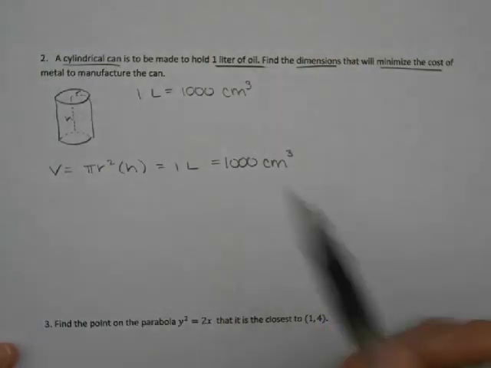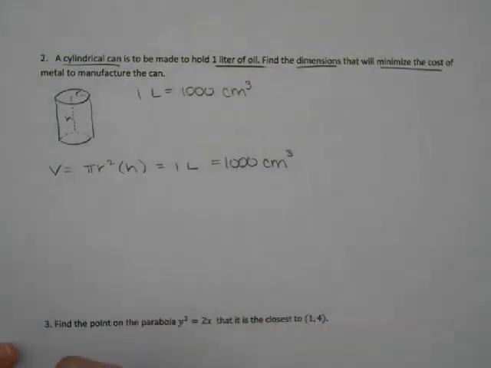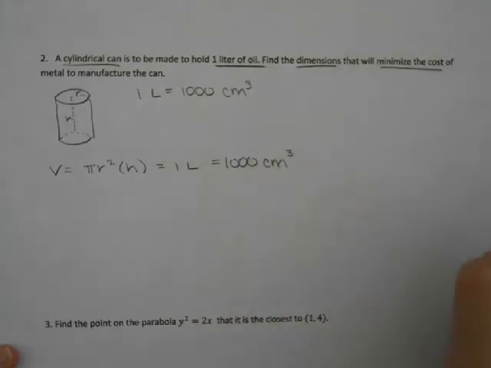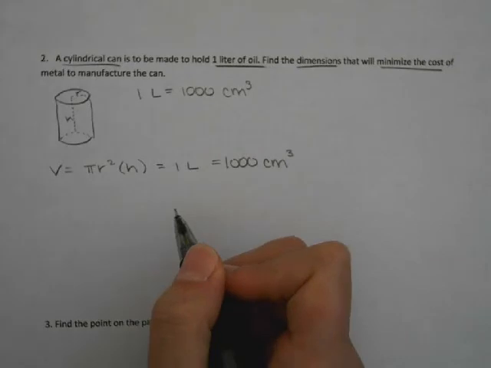And the beauty of this problem is that because of the way they phrased it, you could have used any unit you wanted, truly, because they did not specify. You're not going to be able to write dimensions of a can in terms of liters. That doesn't make sense. So there's our volume.